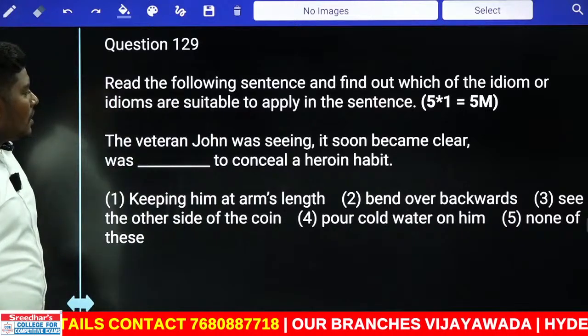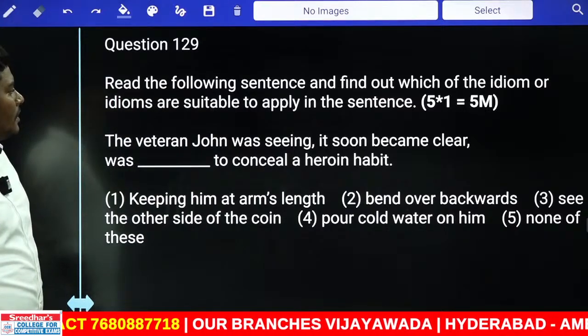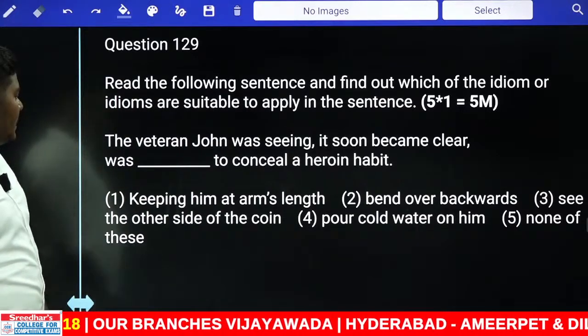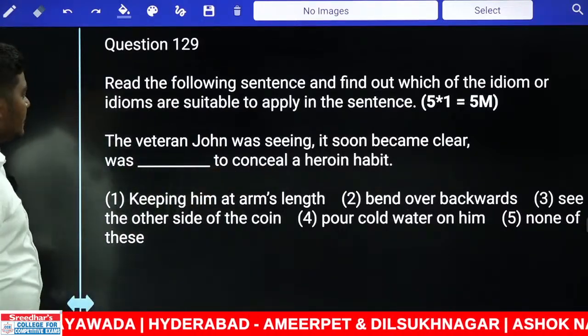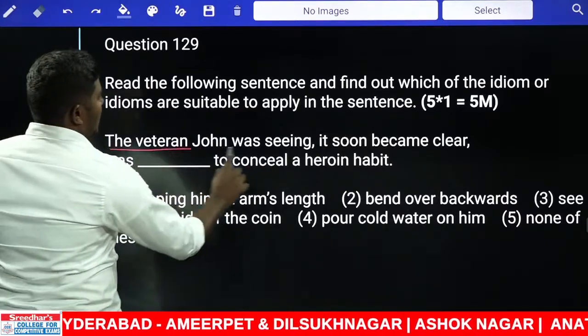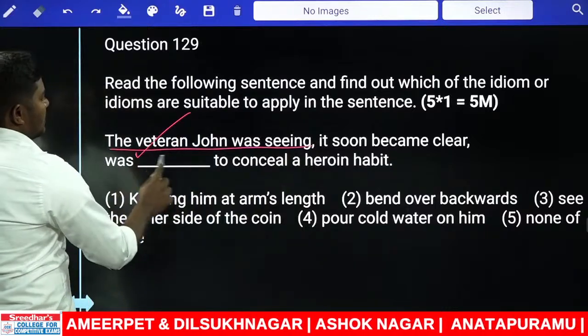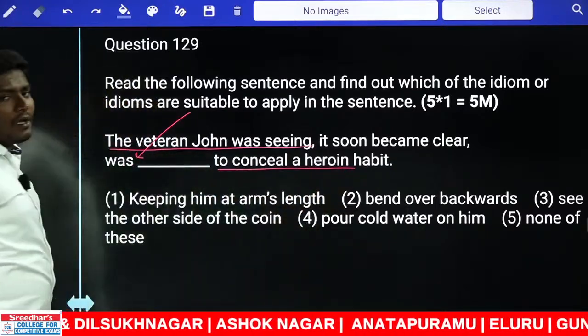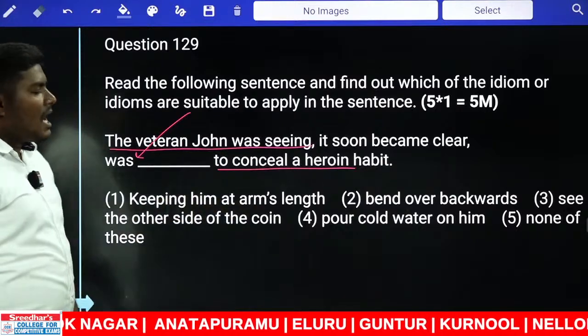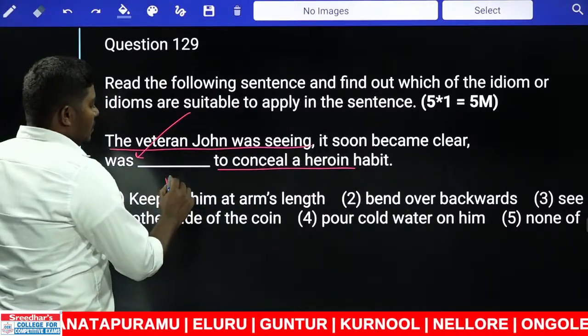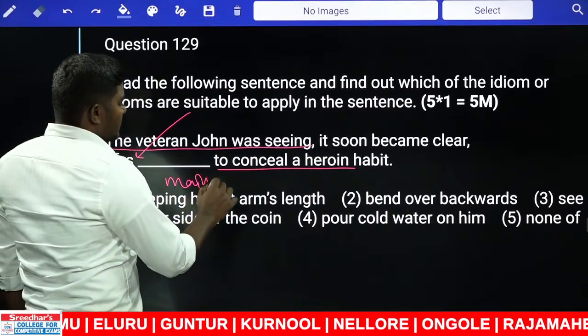The veteran John was seeing, it soon became clear, was dash to conceal a heroin habit. Look at the first one. What is the first one? Keeping him at arm's length. It is to maintain distance.